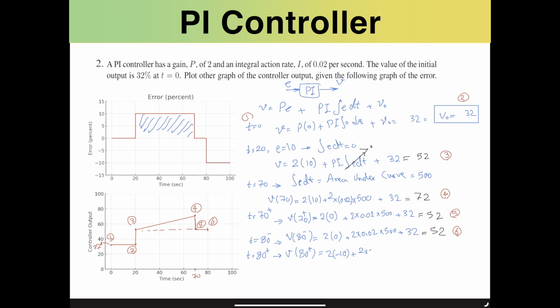So now we are going to jump all the way from 52 to 32. So 32 is going to be here. So here is our jump.